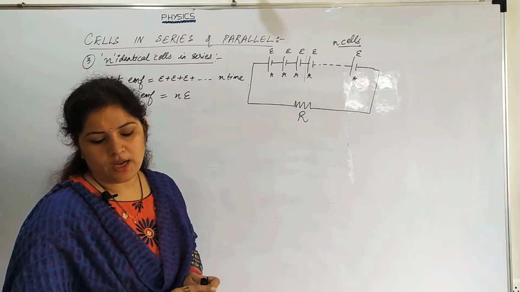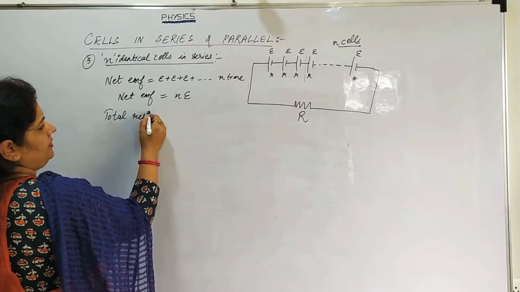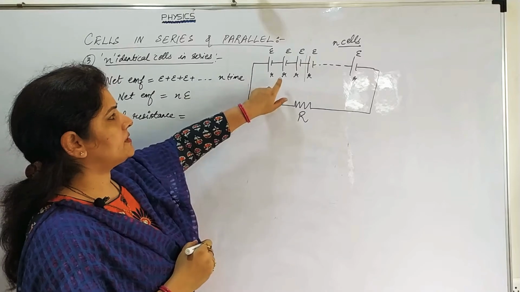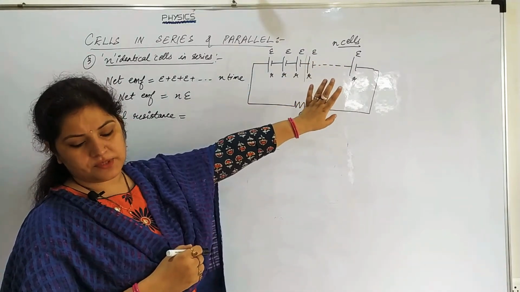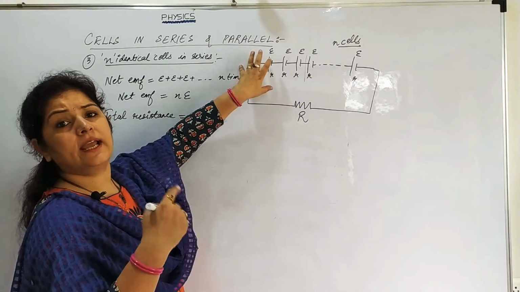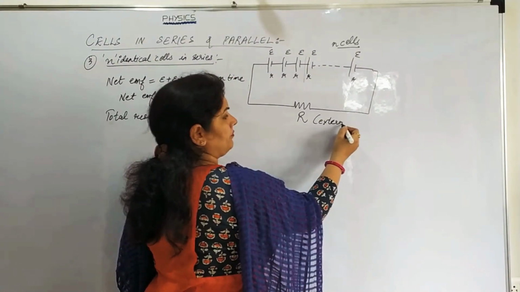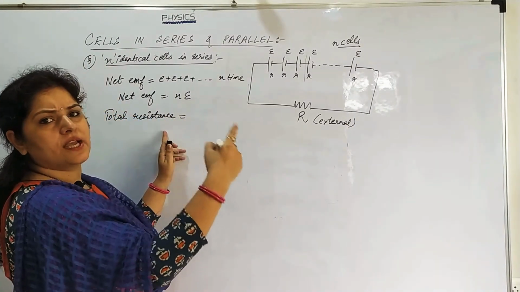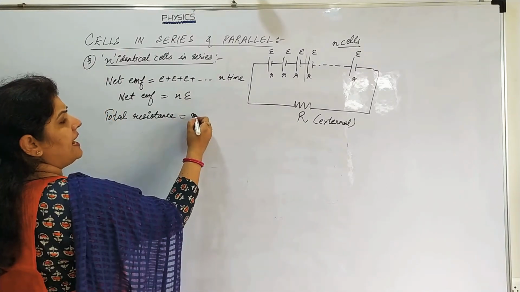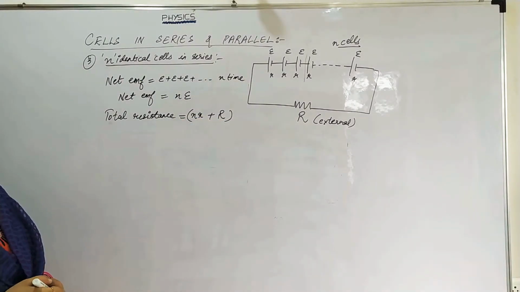Now coming to the total resistance. All are in series: r plus r plus r plus r up to n times. So what will be the total resistance of this whole group? n times r. But there is a capital R also, an external resistance also. So what will be the total resistance? r plus r plus r up to n times, that is nr plus capital R. So the total resistance is n times r plus capital R. This is the total resistance of the combination, right?